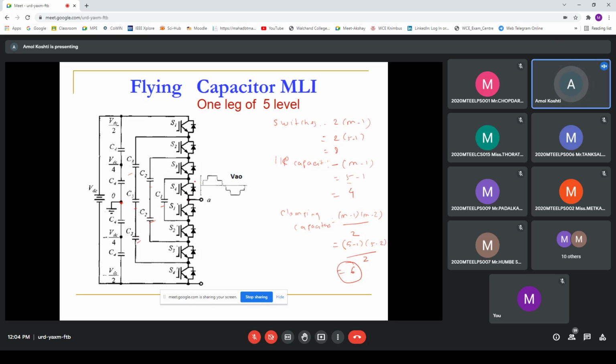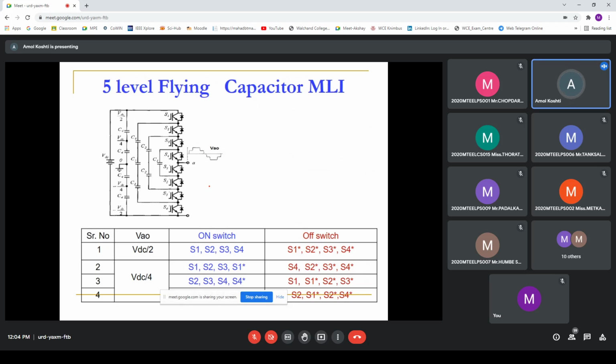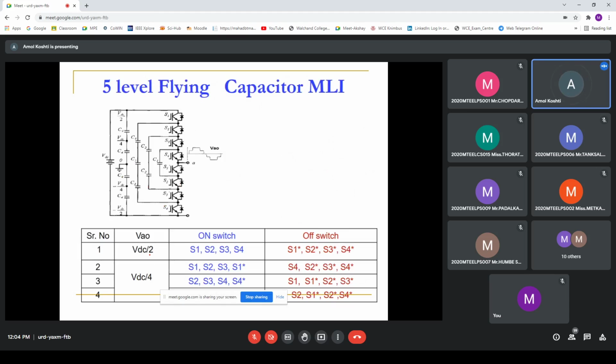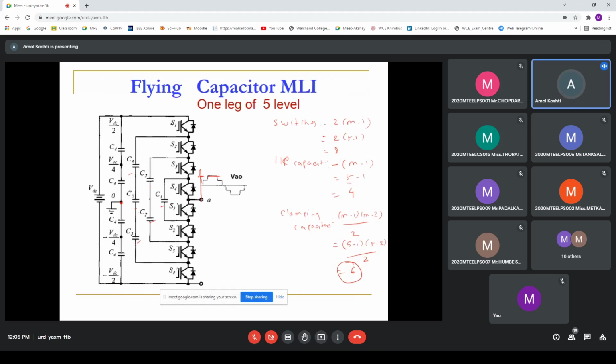As far as the switching is concerned, it is again the same as that of the diode clamp inverter. You see here again how many levels we are producing. We are producing 5 levels. If you see this output waveform, here we have this level, which is assumed to be the highest level, VDC by 2. So here we are getting VDC by 2.